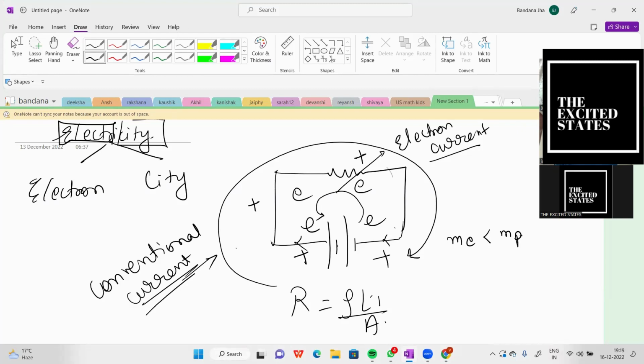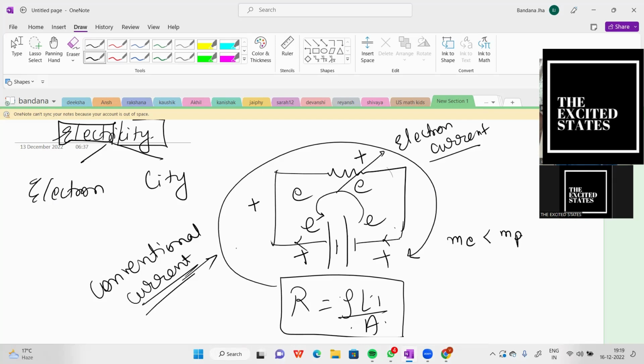Rho L upon A. Rho L upon A has the length of the wire, the area of cross section of the wire, and the material of the wire. This is the formula of resistance. Have you read this formula, Jay?